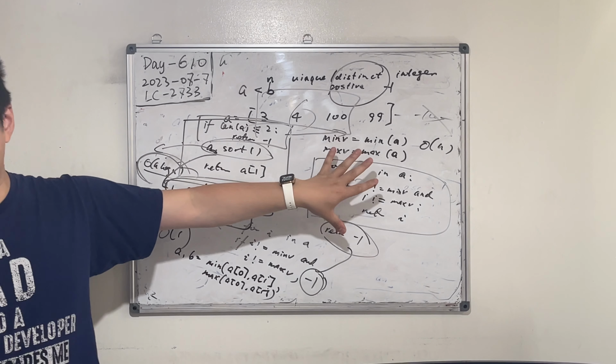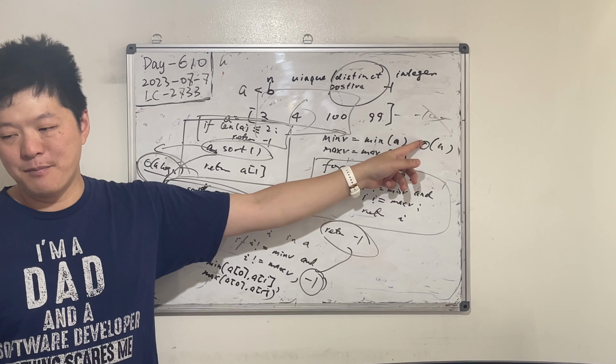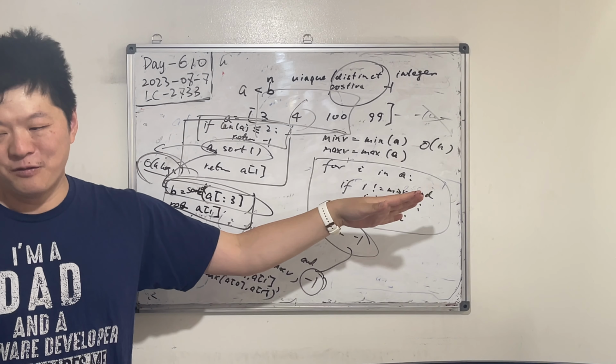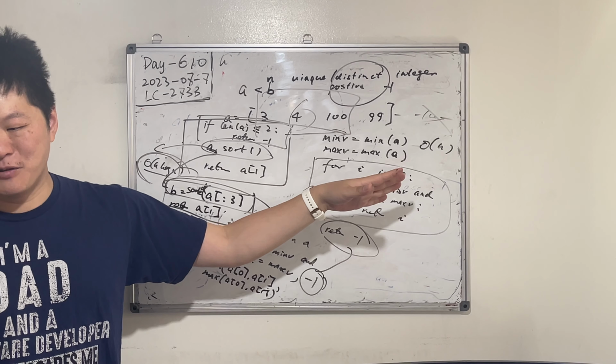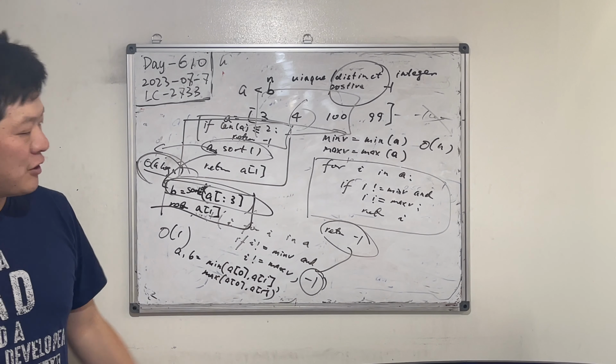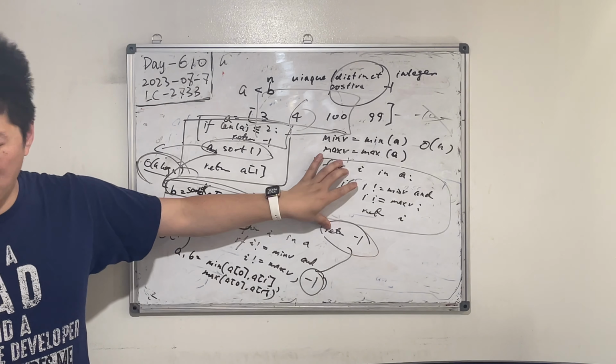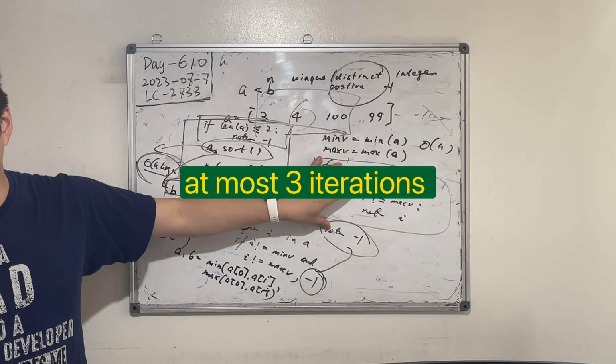This is accurate, O(n). The first time, finding the minimum. The second time, finding the maximum. And the third time, we just go to find the number which is not the minimum or maximum. Actually, the third time is O(1) because all the numbers are unique. You will find it the third time because all the numbers are unique.